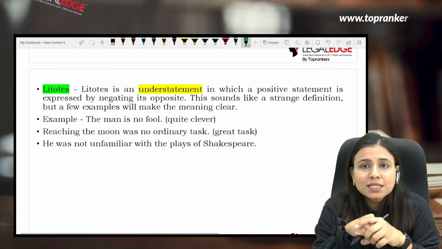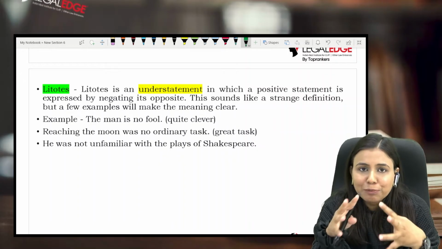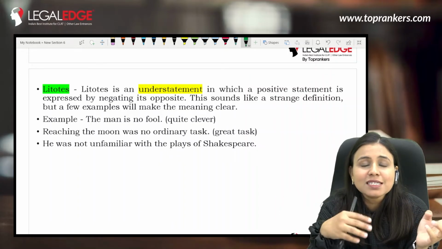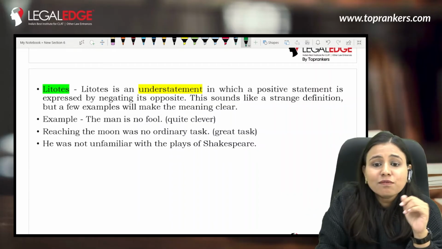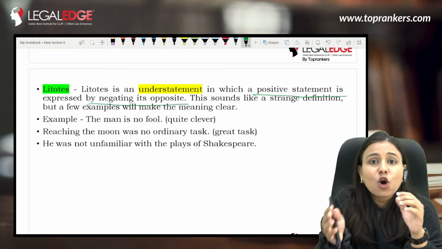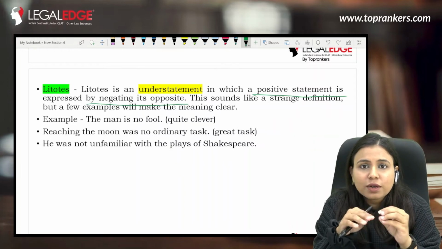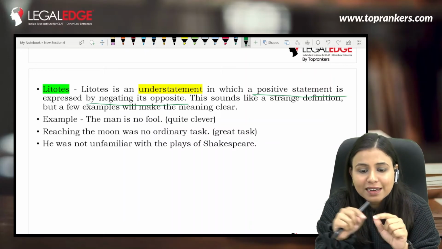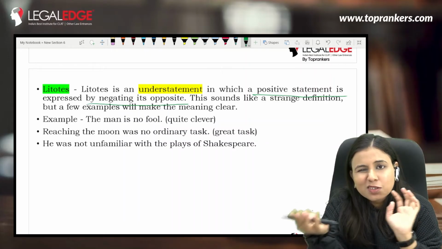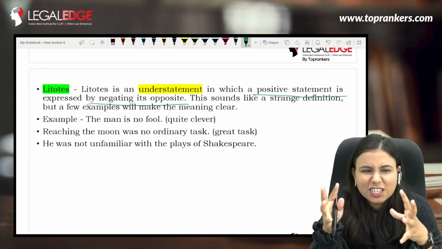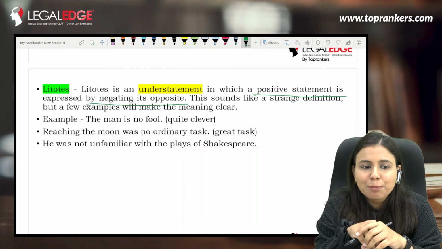Next, we move on to litotes. Now, litotes is the opposite of hyperbole. In hyperbole, you exaggerate something. This is an understatement in which a positive statement is expressed by negating its opposite. Okay, so rather than saying something positive, you will say not the negative word. Okay, so it is a roundabout way of saying positive things. Okay, this sounds like a strange definition, but we have a few examples over here.